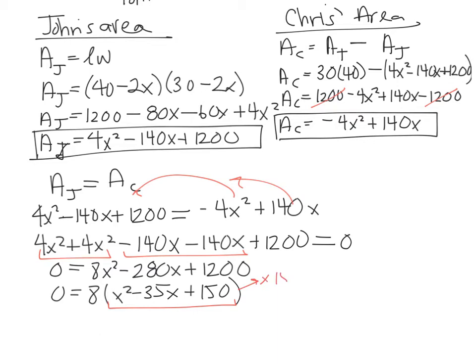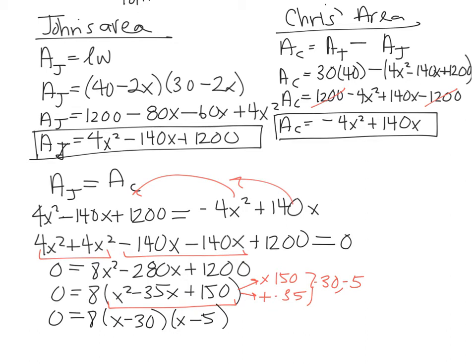So I'm looking for two numbers that multiply to 150 and add to negative 35. And that's going to be 30 and 5, and both of them have to be negative. So when I factor this, I'm going to have 0 is equal to 8, x minus 30, and x minus 5. All right, so now we can solve this thing. Now that my left side is equal to 0 and I've factored, I know if x is equal to 30, the entire thing will be 0, and if x is equal to 5, the entire thing will be 0. So my x1 is 30, and my x2 is equal to 5.